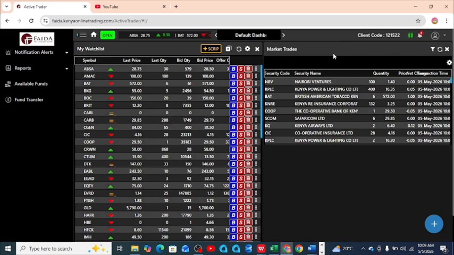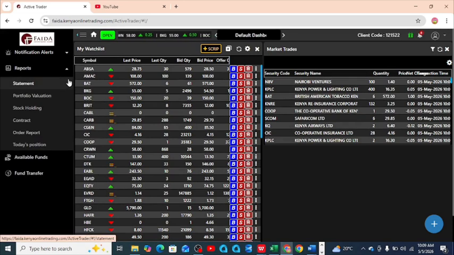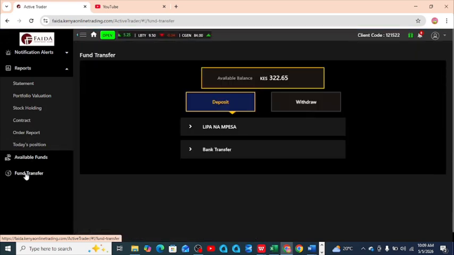In the Nairobi Securities Exchange, you'll be attracted by this dashboard where you have the notification alert. Under the notification alert, you have the security alert where you can get some alerts about security. You also have different reports where you can view your statement. The portfolio valuation shows the stocks which you have bought. When you buy two or more stocks, you get a portfolio which you need to manage. You can also see your stock holding, your contract, the order report, today's position, and your available funds, and you can transfer funds from the stock market to your M-Pesa. So this has been made easier.